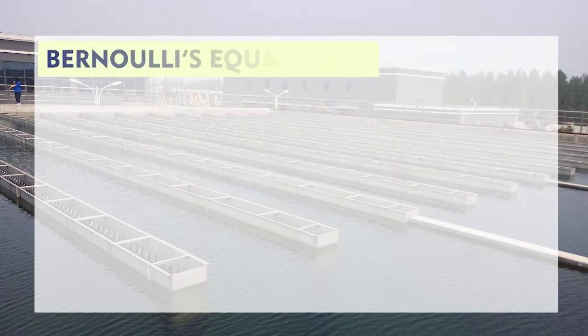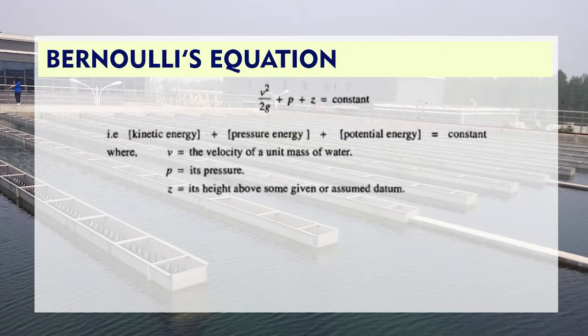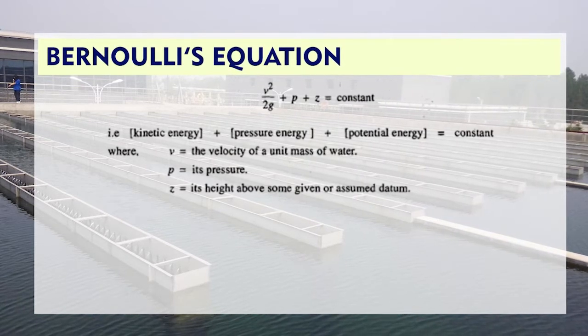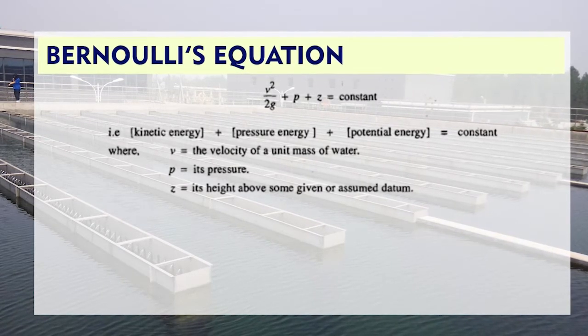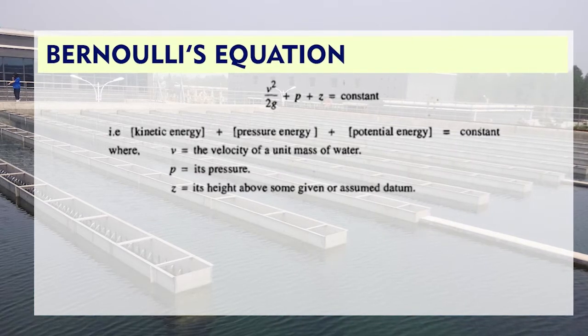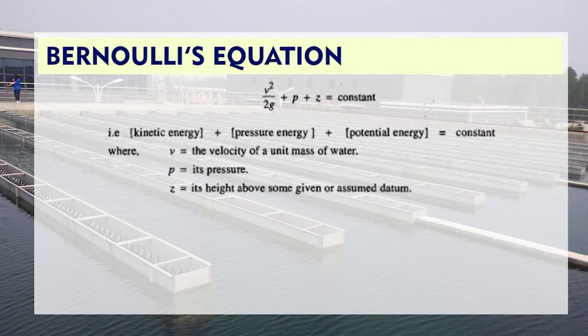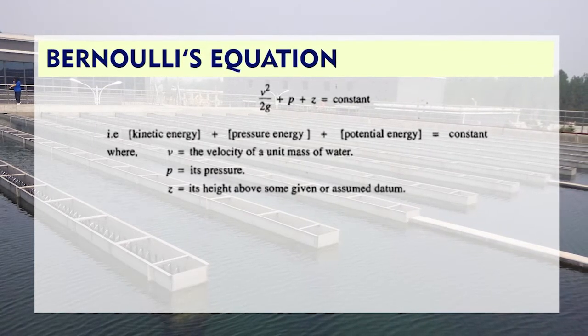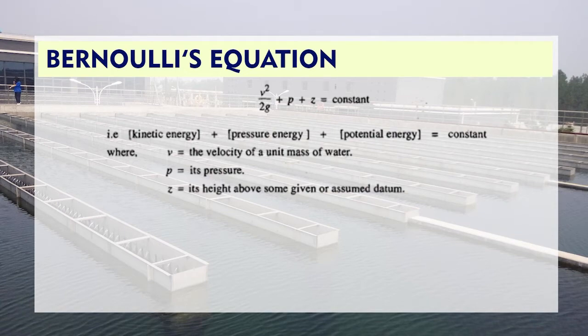Now Bernoulli's equation. This is V square upon 2g plus P plus Z is equal to constant. Here V square upon 2g is the kinetic energy, P is the pressure energy, and Z is the potential energy. So in that equation, V is the velocity of a unit mass of water, P is pressure, and Z is height above some given or assumed datum.